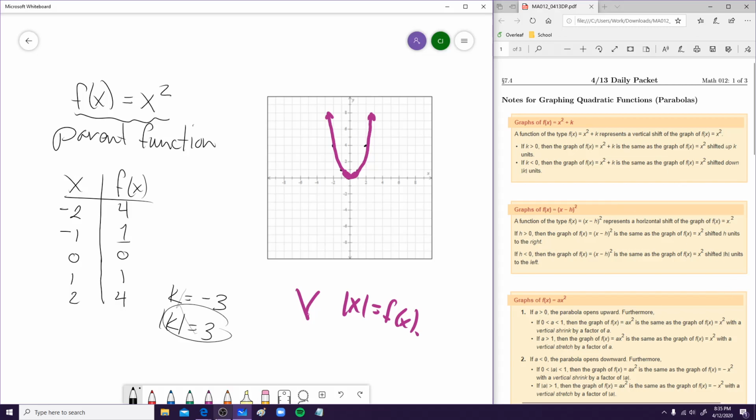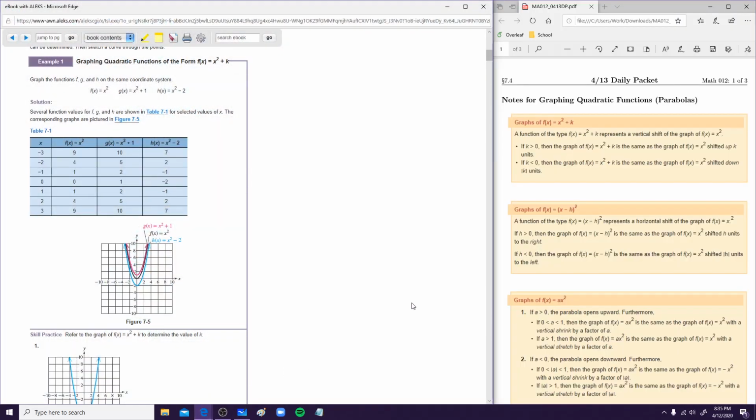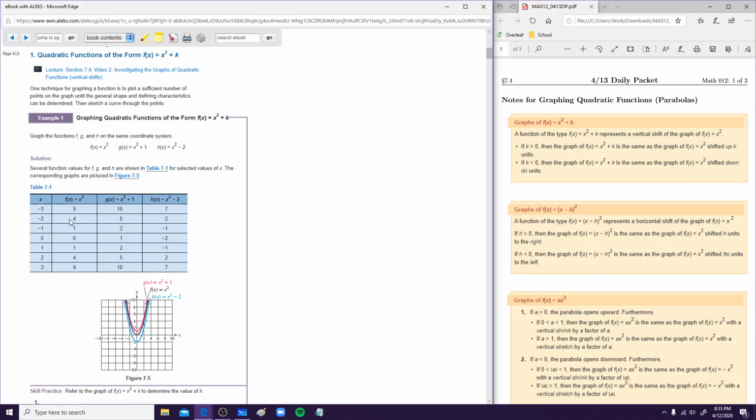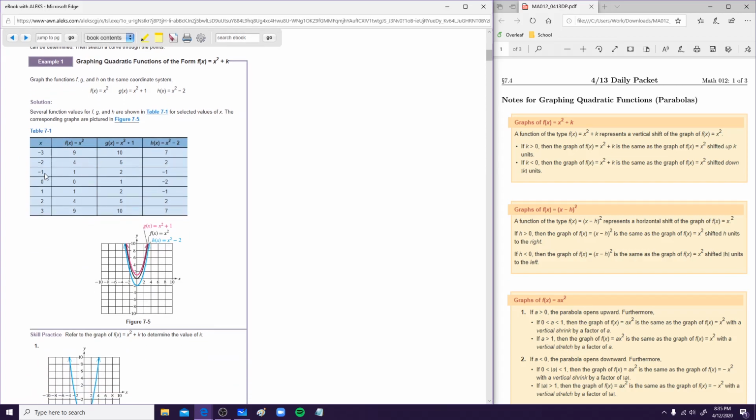So what does that look like? I'm going to put up our book here. In example 1, on page 613 of your textbook, we have this graph. They added -3 and 3. It doesn't matter. You just need 5 points. As you can see, the parent function values are still 4, 1, 0, 1, 4. When k is equal to 1, for each y value, we're just going to add 1 more. So you can see 4 goes to 5, 1 goes to 2, 0 goes to 1, etc.